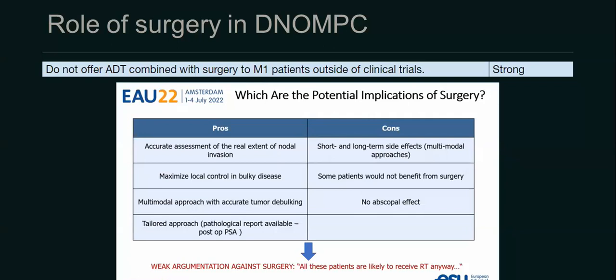The problems with this would be that there are short and long-term side effects of offering a multimodal approach. Not all patients would benefit from the surgery, and there is no abscopal effect. The abscopal effect is that when you treat the primary, sometimes the metastasis would regress, which doesn't really happen with surgery. With radiotherapy, you can induce the immune system. And then the radiotherapy, well, oncologists would have this weak argument that you guys just bring the patients to the cancer clinic for RT anyways afterwards. So I'm not putting on surgery.